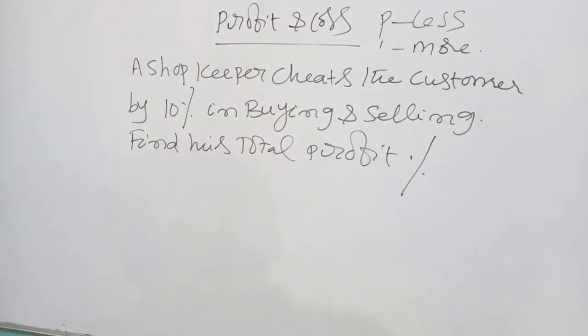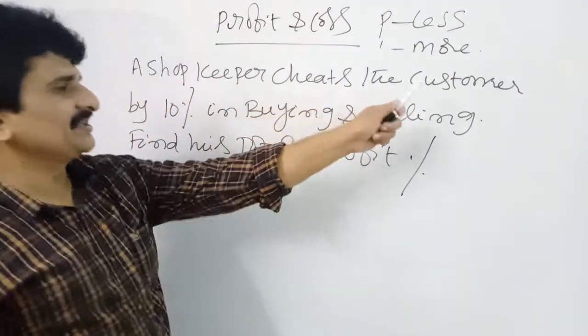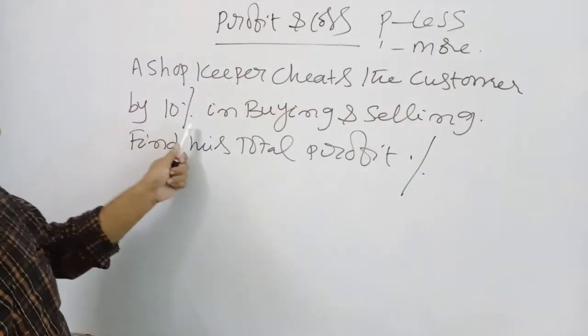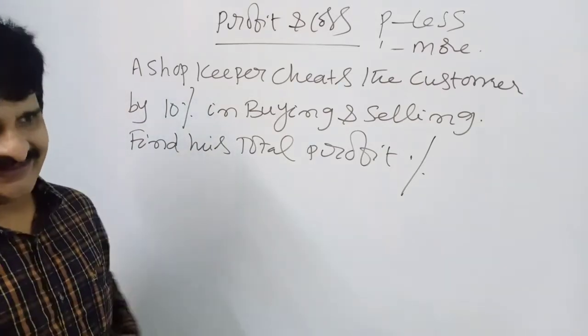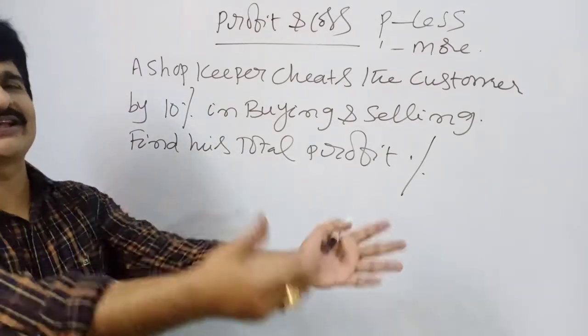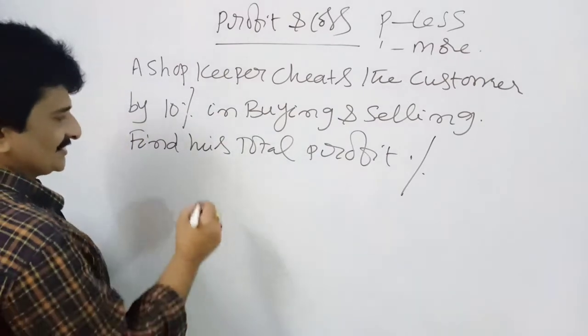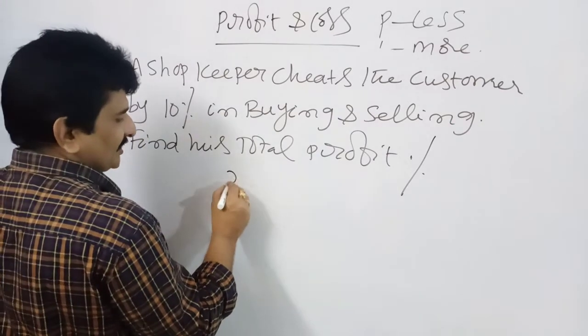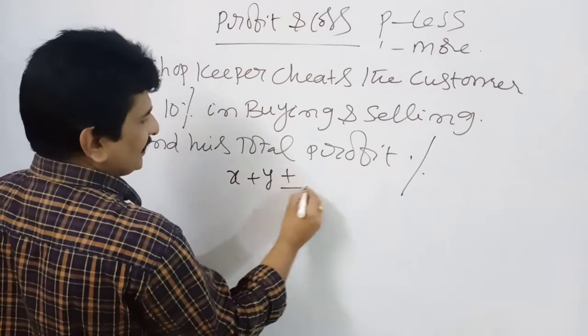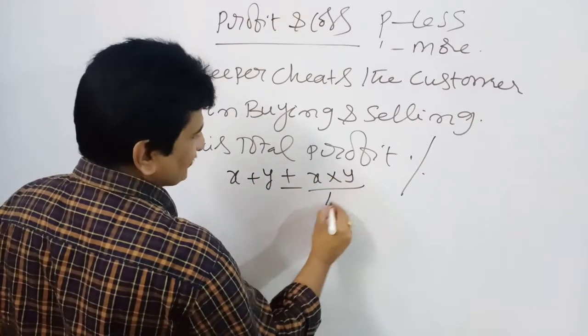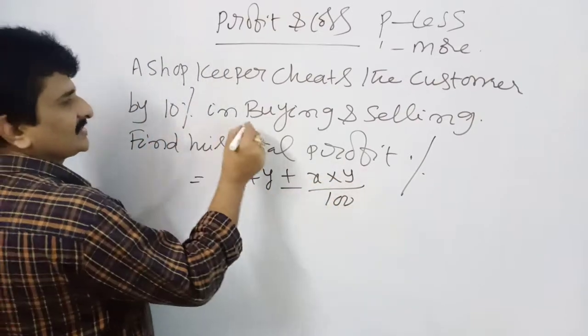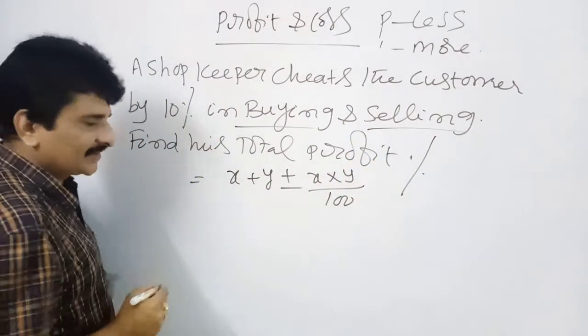This is the next question. A shopkeeper cheats the customer by 10% in buying and selling. In buying also he is cheating, in selling also he is cheating by 10%. Find the total profit percentage. There is a shortcut formula for it: x plus y plus or minus x into y by 100. Whenever I mention buying and selling, you apply the shortcut formula.